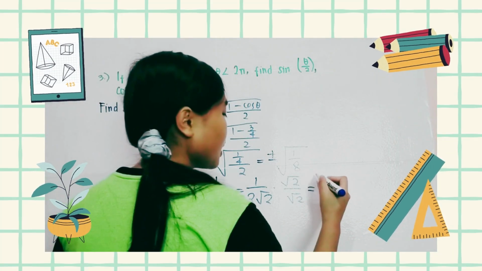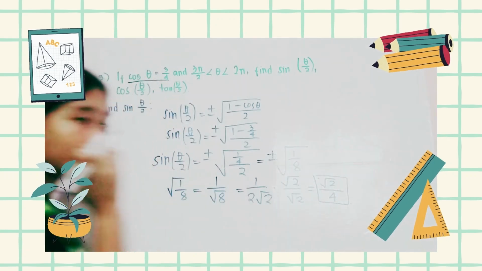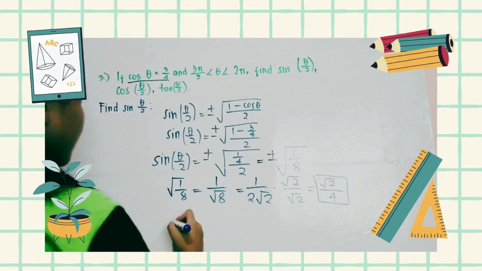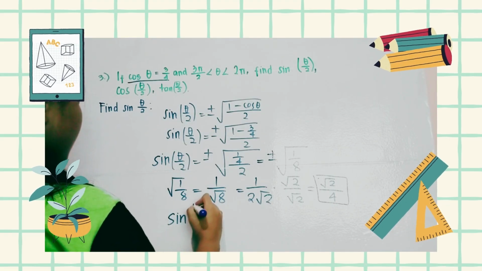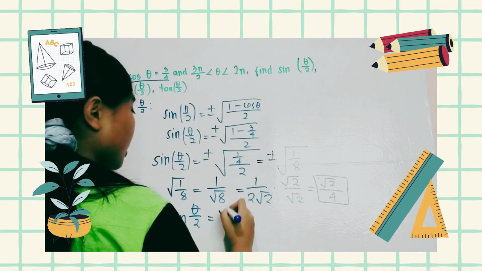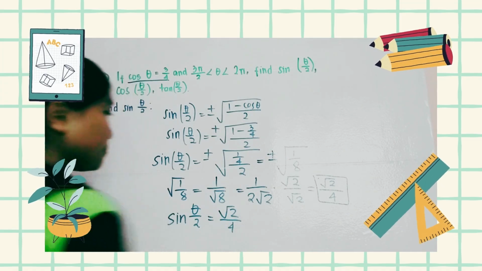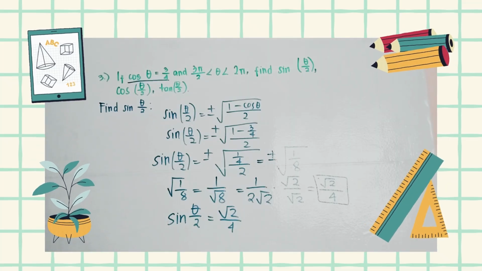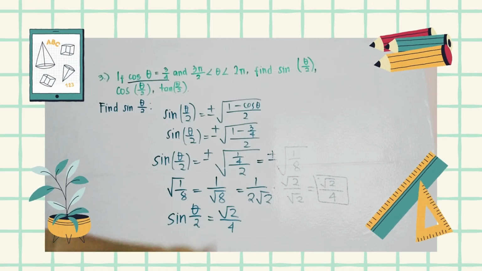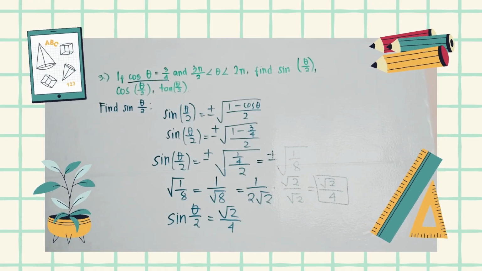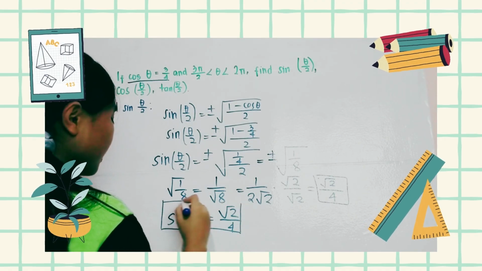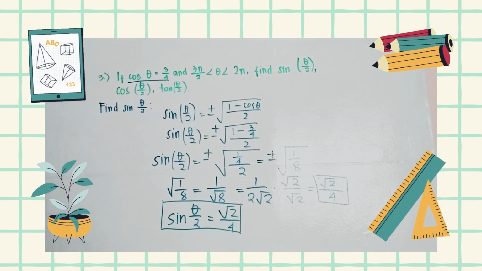Now, let's plug this back into the equation. So now we have sine theta over 2 is equal to the square root of 2 over 4. Since theta over 2 is in quadrant 2 and sine is positive, we take the positive sign. So this is the final answer for sine theta over 2.